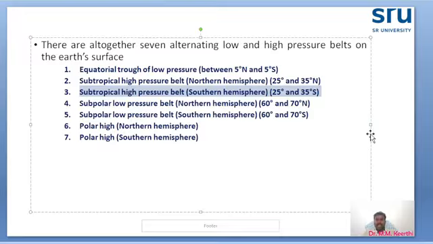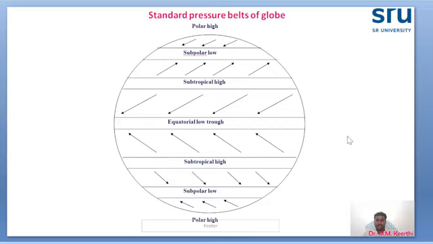And polar high means the northern hemisphere, and the same polar high is in the southern hemisphere also. So totally 7 alternating low and high pressures are there. So this is the polar high here, subpolar low, subtropical high, equatorial low, and then subtropical high and subpolar low.